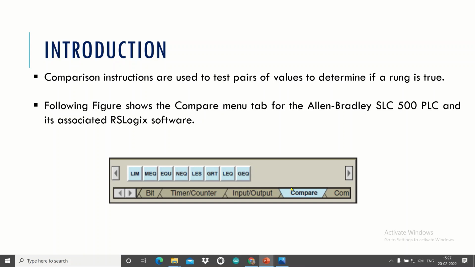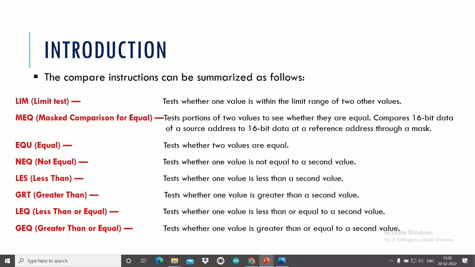Now you can see this RSLogix software. This is the comparison block, and you can have LIMIT, MEQ, EQU, NEQ, LES, GRT, LEQ, GEQ, all these things are there. Greater or equal, lesser, lesser or equal, greater, then limit function, all these things are there. Let us go into the details one by one. Now initially we will have a quick look at this summary sheet of the compare instructions.